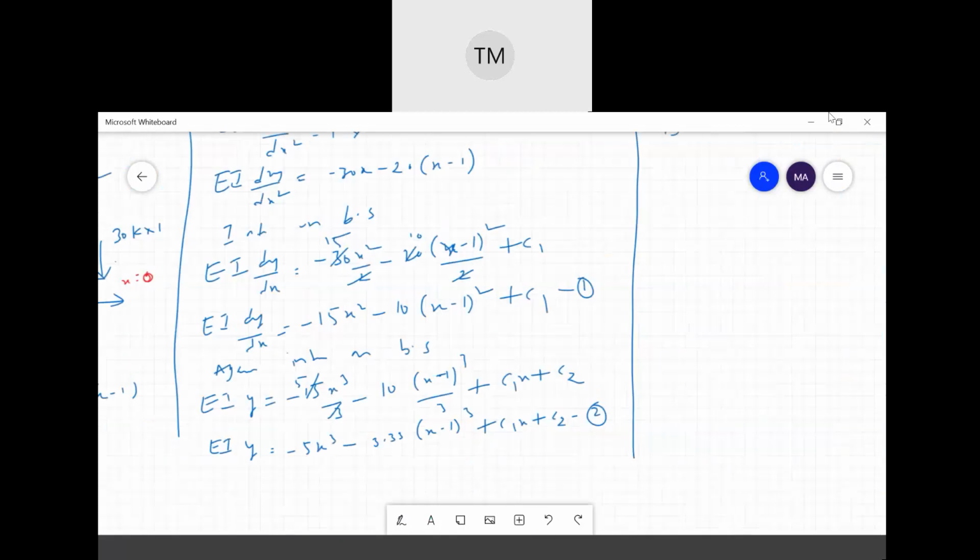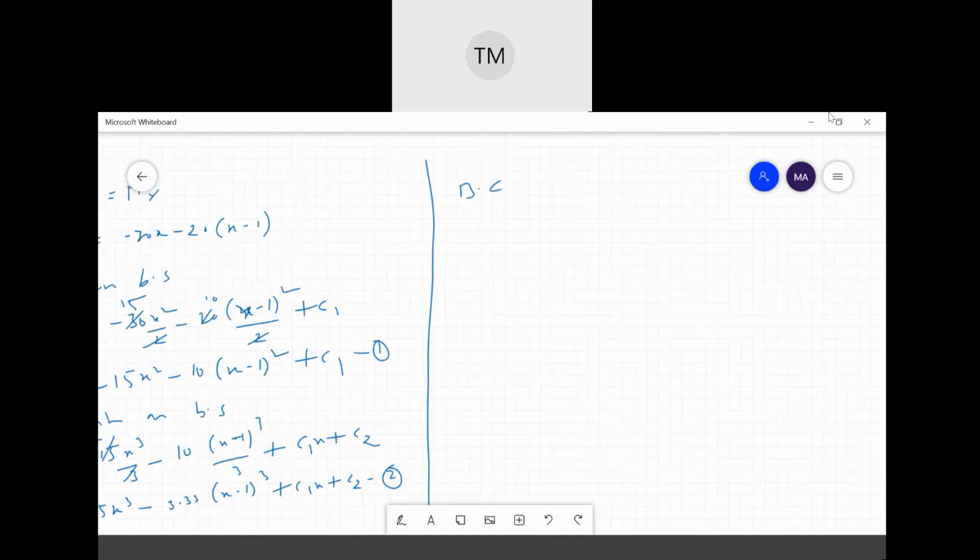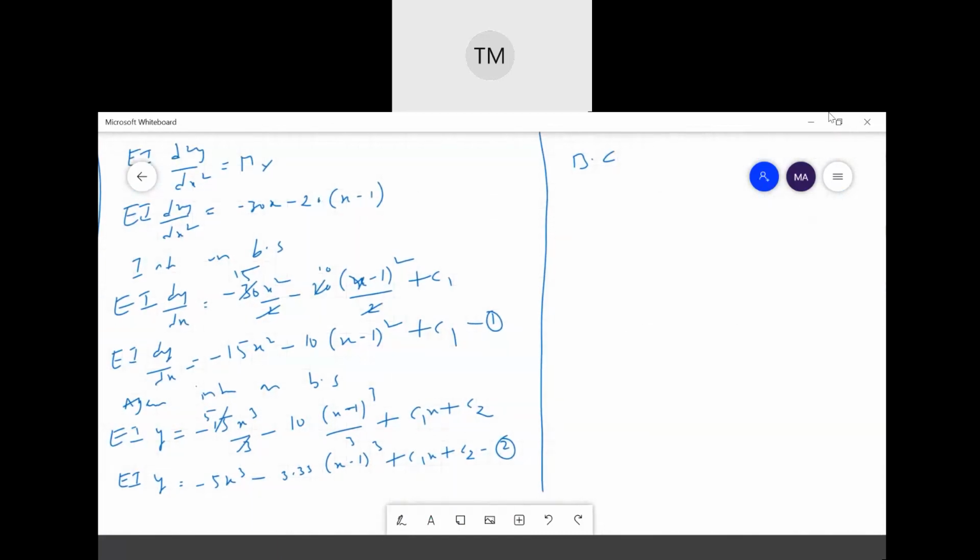You are applying the same boundary conditions. Is it clear? What are the boundary conditions here? At x is equal to 3, dy by dx is equal to 0. At x is equal to 3, y is equal to 0. Okay, you are substituting this one. First you are substituting in equation 1. Substituting in equation 1, what happens?